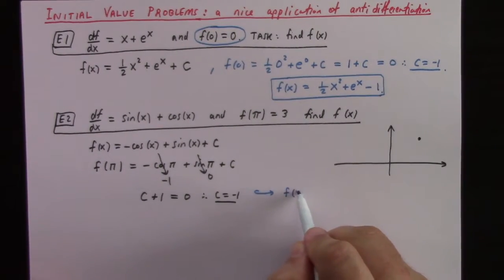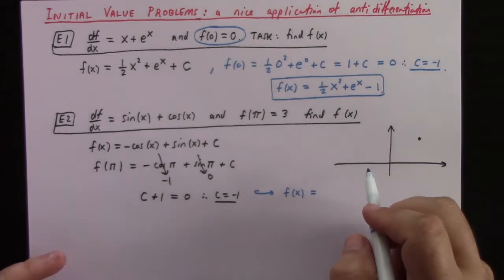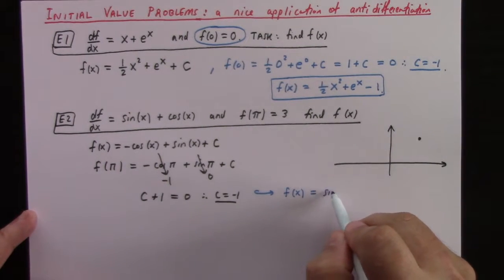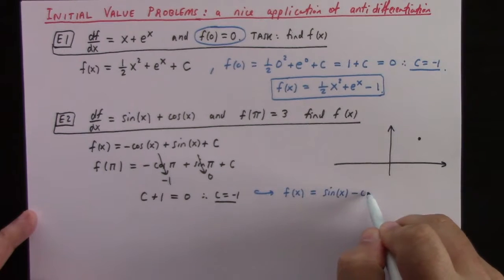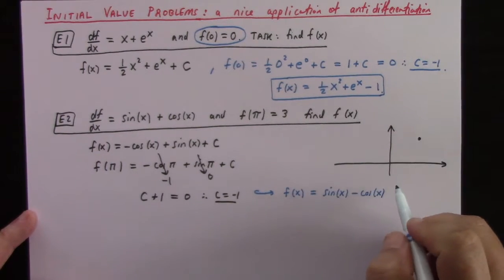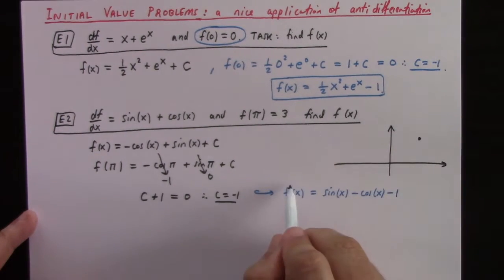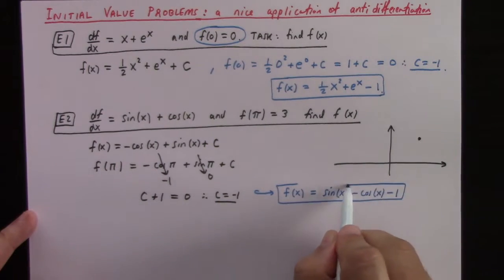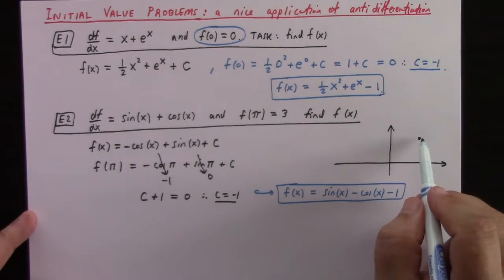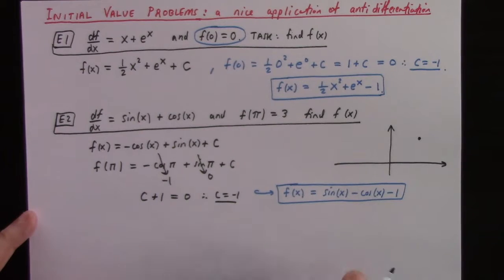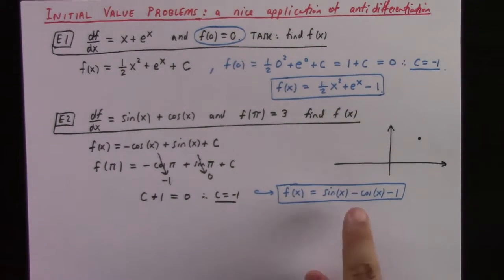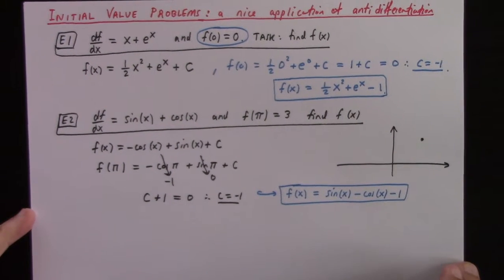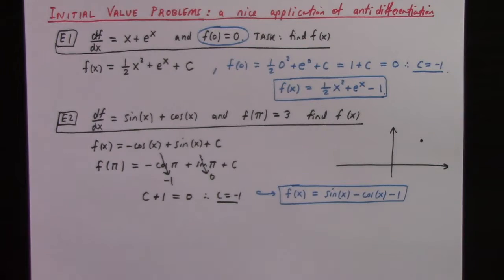So the answer then is f of x is equal to sine x minus cosine x minus 1, which I'm not going to try to graph. I have to think about that for a little bit to graph it. This could be rewritten as a single sine function shifted. Hopefully I'll show you how to do that in a later video.